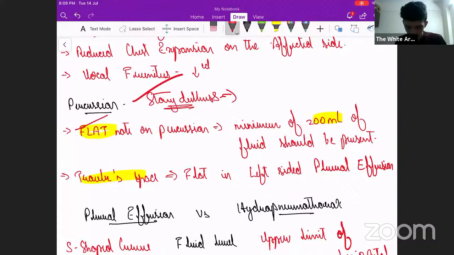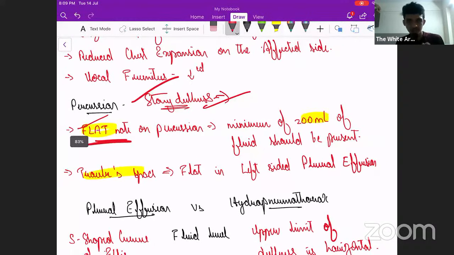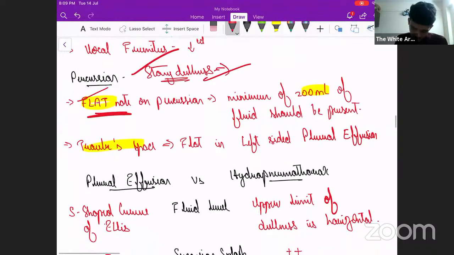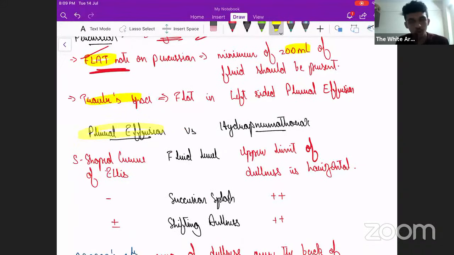In most standard textbooks, Golwala or any other, flat note on percussion is mentioned for pleural effusion. But in your external exam, continue with stony dullness. You can say it's stony dullness, but for your information, it is a flat note. Next, an important question that they can ask in your viva is, how do you differentiate pleural effusion from hydropneumothorax?